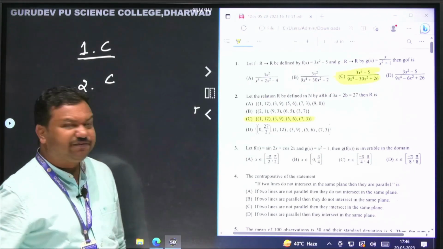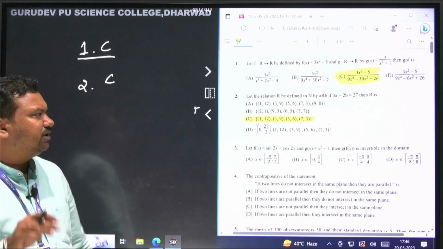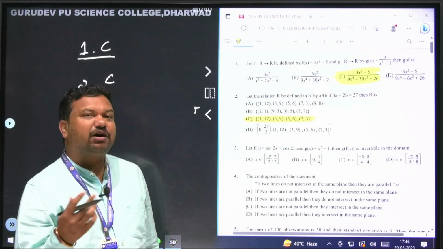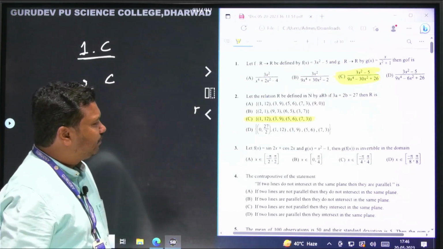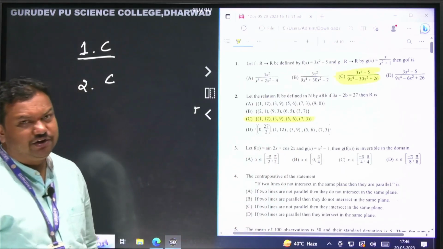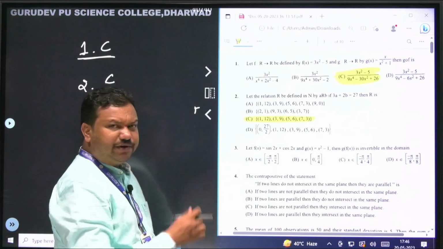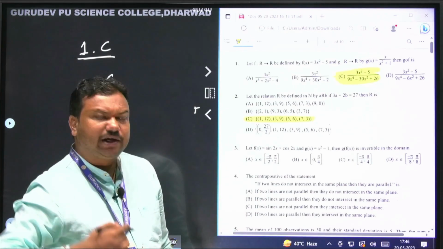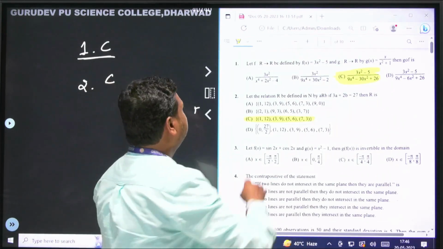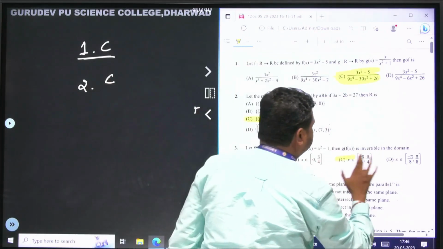The question is on the invertible function, where you need to find the domain of the function g composite f of x. If you observe carefully, we have f of x and g of x. You need to find g of f of x, and of course we have practical methods and a theoretical method. In this case, once again, I would like to go for option C. That is, option C is the right answer.